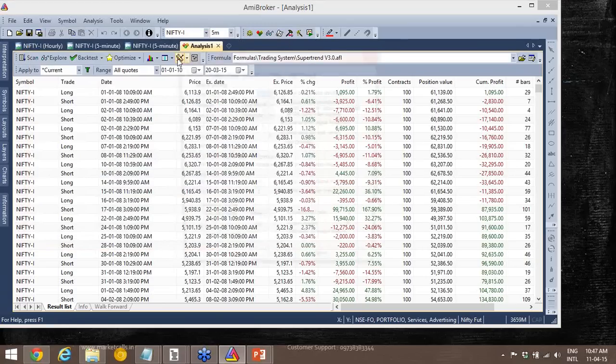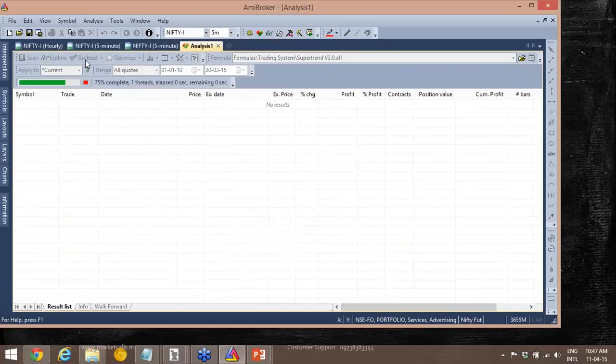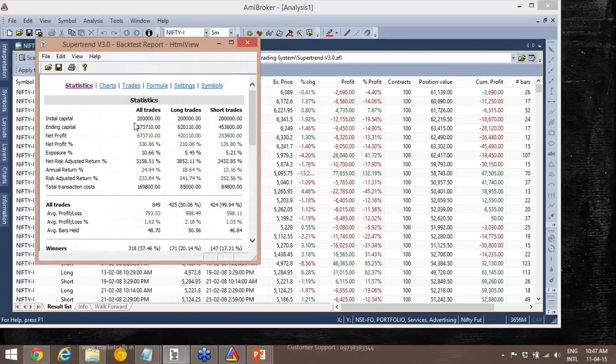So let's get into a 15-minute time frame. Let's see how it happens. We'll do a backtest, and then I'll go to the report. Now the report says the ending capital once again has been a little bit lower, and this time it was lower a little more, and the annual compounded returns have declined from 27 to 24 point something, almost 25% returns here.